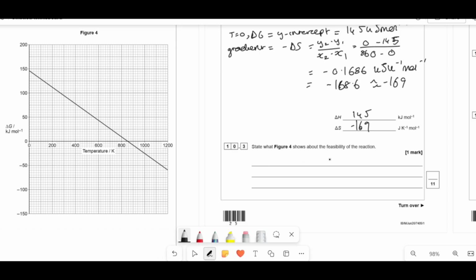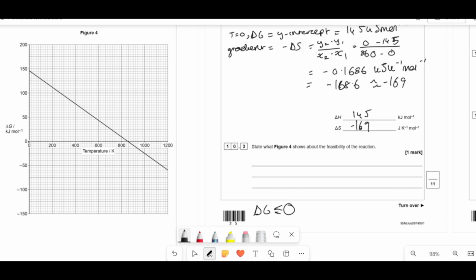Now it says, state what figure 4 shows about the feasibility of the reaction. So in Gibbs free energy, feasibility is when G is less than or equal to 0, right? That's all it is. So whenever it's less than or equal to 0, it should be feasible. If we look at this figure, we're looking for where delta G is less than 0. Delta G is on this axis, right? It's feasible when delta G is 0. So it's 200 here, 150 here, 100 here, 50 here, so it's 0 there.